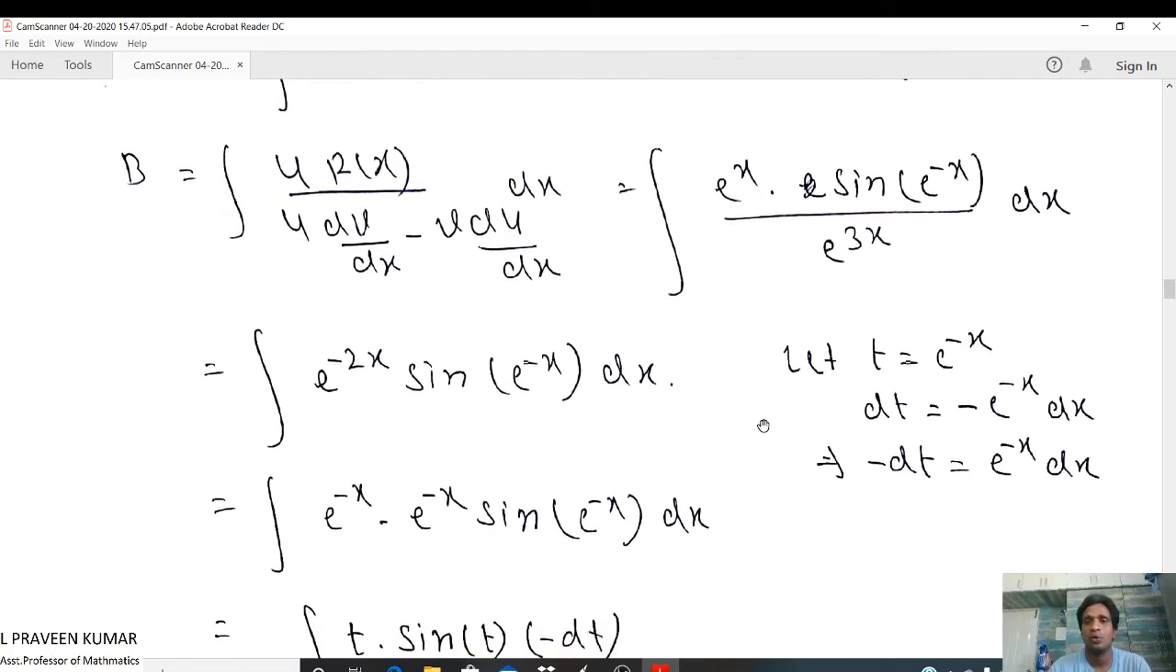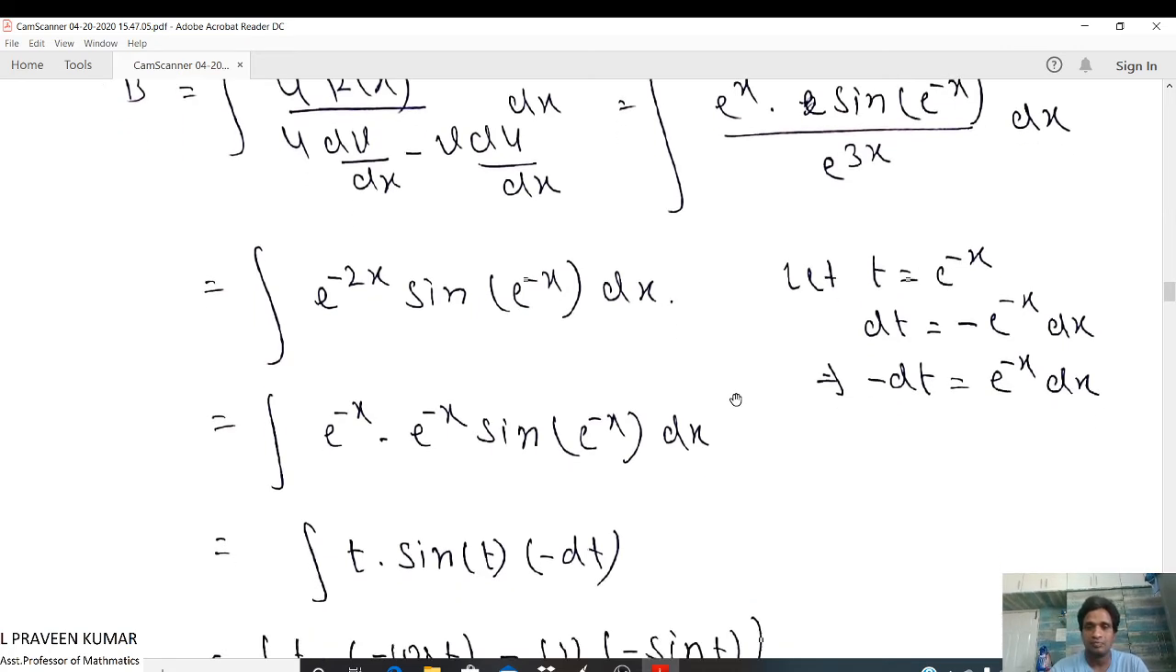Next, let's go to the b value. B is the integral of (u times dv/dx minus v times du/dx) over... What is our u? e^x, and our v is sin(e^(-x)). This value, e^(3x), we already found when solving the a value. If I shift e^(3x) to the numerator, it becomes e^(-3x), and with e^x, e^(-3x) becomes e^(-2x) sin(e^(-x)) dx.